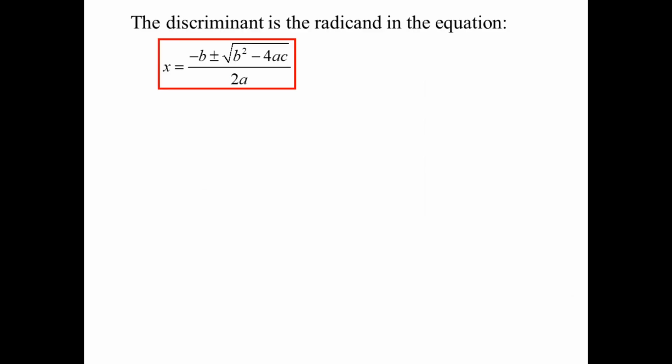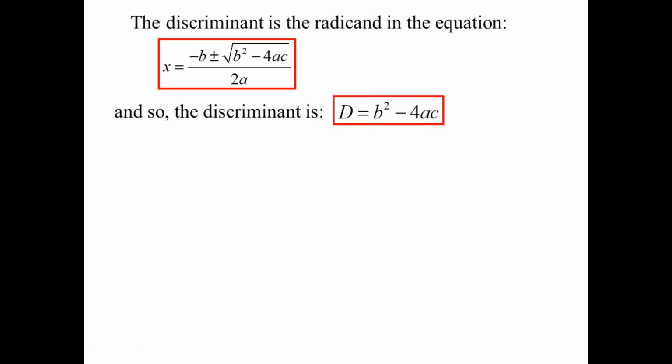The discriminant is the radicand in the quadratic formula. The quadratic formula, of course, is x equals negative b plus or minus the square root of b squared minus 4ac all over 2a. And the discriminant is the radicand. That's this part of it, b squared minus 4ac. The discriminant is D equals b squared minus 4ac. Now this tells us something about the roots or the x-intercepts of the quadratic.